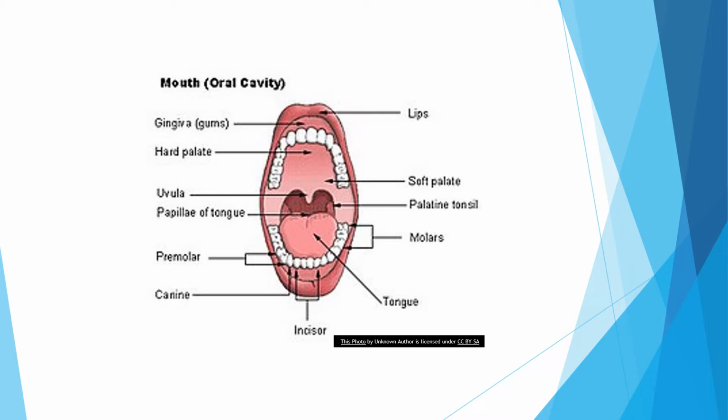As you can see on the slide before you, the oral structures include the teeth, the lips, the soft palate, the hard palate, and the uvula.